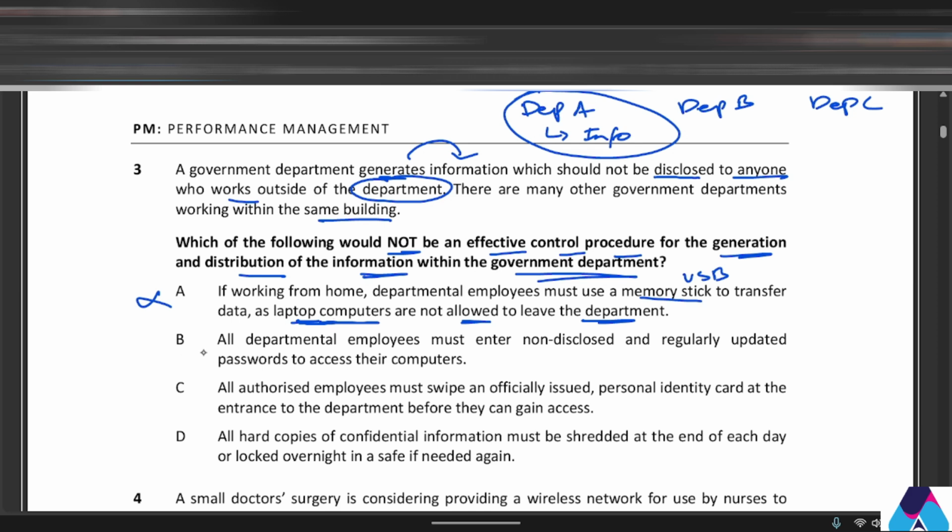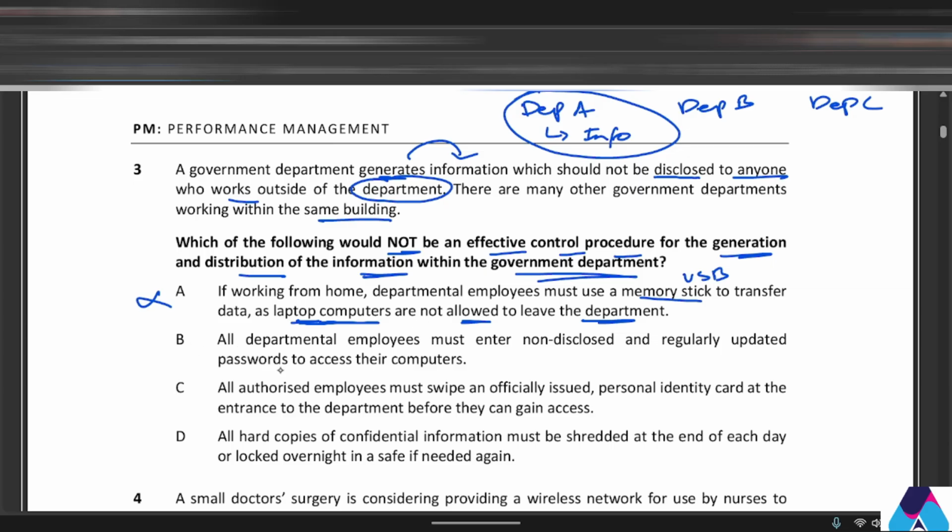Now part number B says all department employees must enter a non-disclosed and regularly updated password to access their computers. Oh, by the way, they just asked us which would not be an effective control. So I think A would be the answer, because obviously it's not an effective control, right? But let's read the other options.